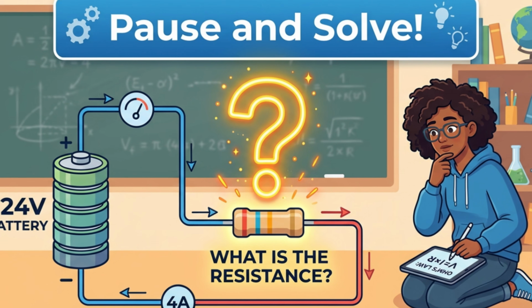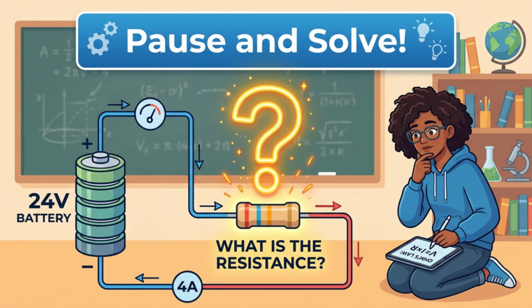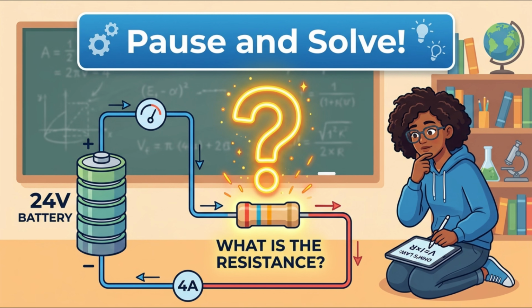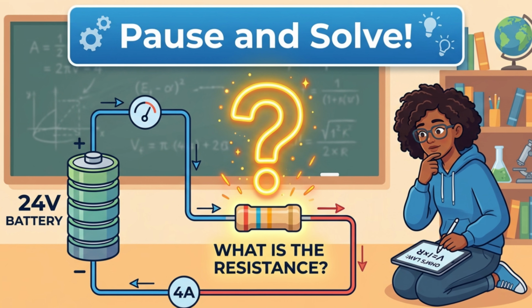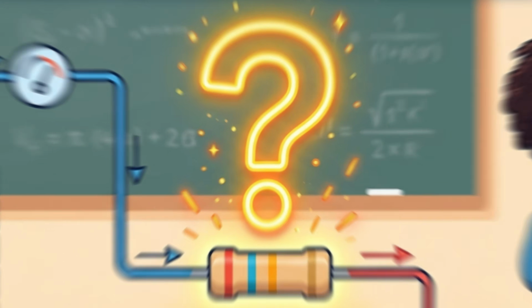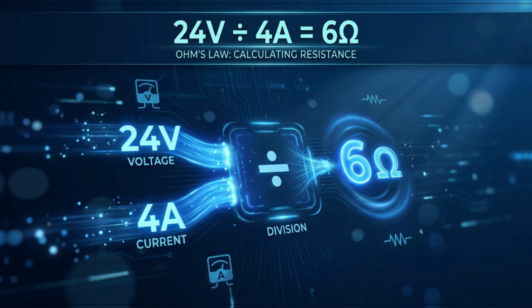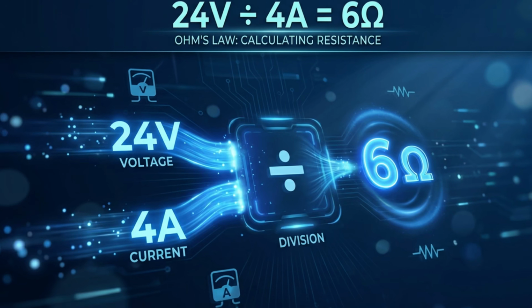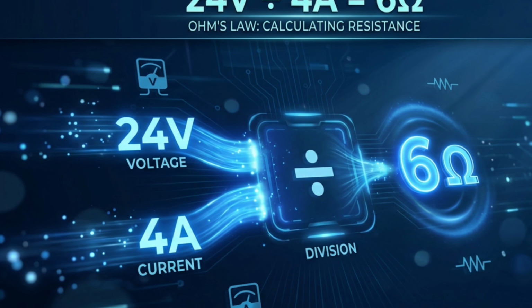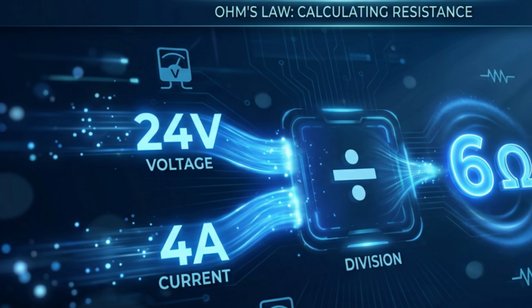Here's one more. The voltage is 24 volts. The current is 4 amps. Can you find the resistance? Pause the video and try it yourself. The solution is simple. Resistance equals voltage divided by current. 24 divided by 4 equals 6. The resistor is 6 ohms.